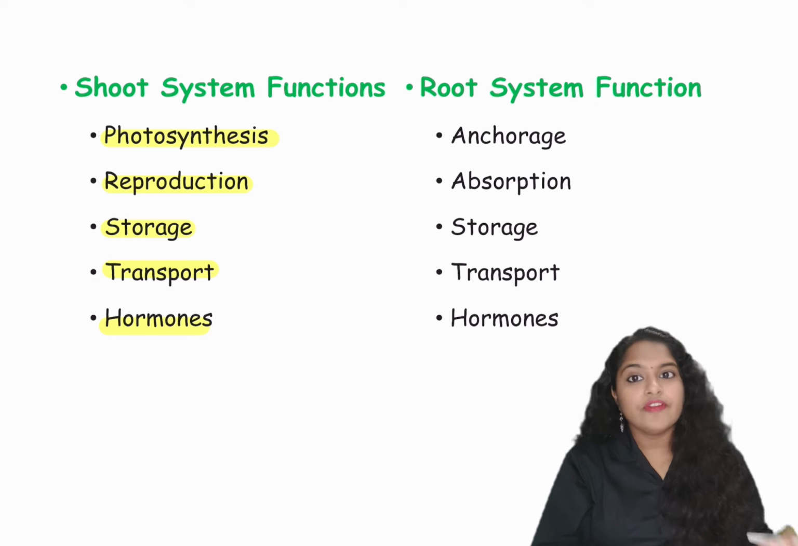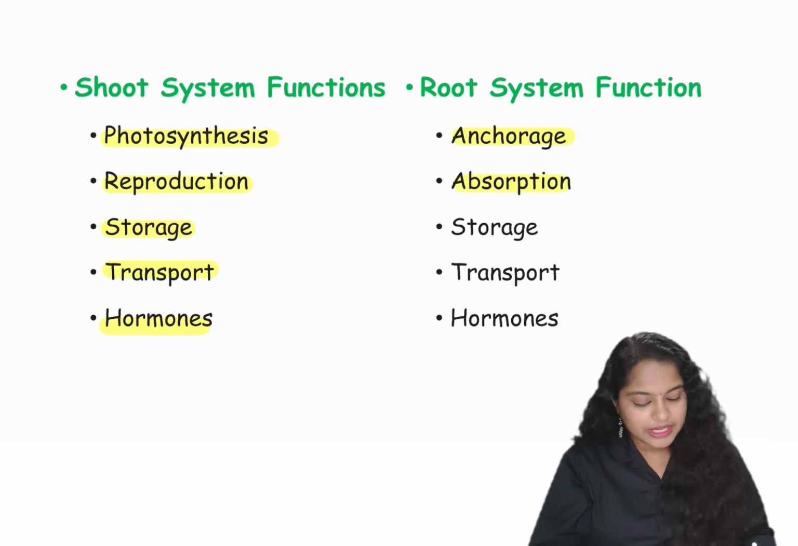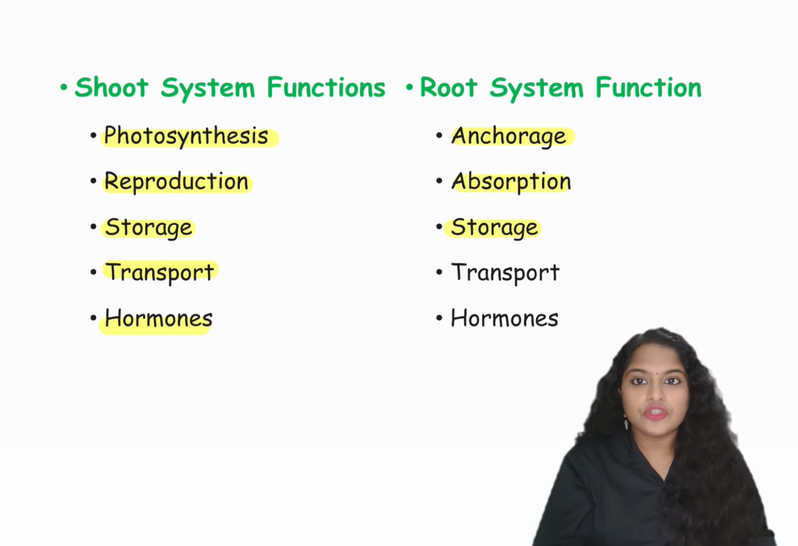What are the functions of the root system? So it helps in anchorage. This helps in attachment of plants onto the soil. Then it helps in absorption of water and minerals from the soil. Then it helps in storage, that is the modification. It helps in transport. It also helps in the production of plant growth hormones.